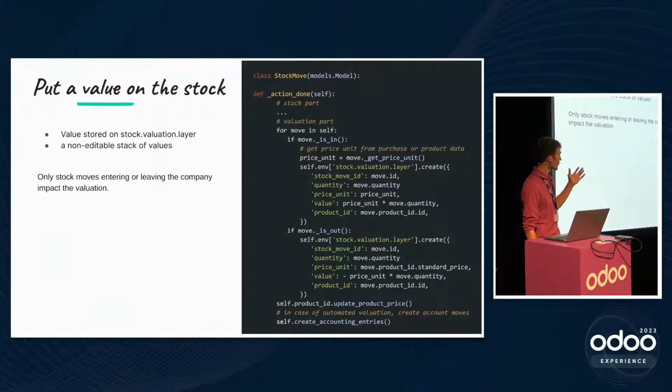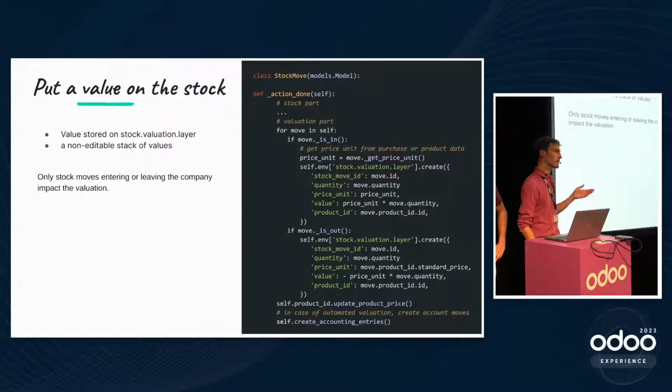How do we get the price unit in the case of an incoming move? It depends on what the move represents. If it's a move for a receipt, it will be the price on the purchase order line, for instance. If it's a move that represents the creation of a finished product in a manufacturing process, it will be the sum of all the values of the components and the manufacturing cost on the work center, for instance. And if the move leaves the company, the price unit will be the product standard price at that moment.